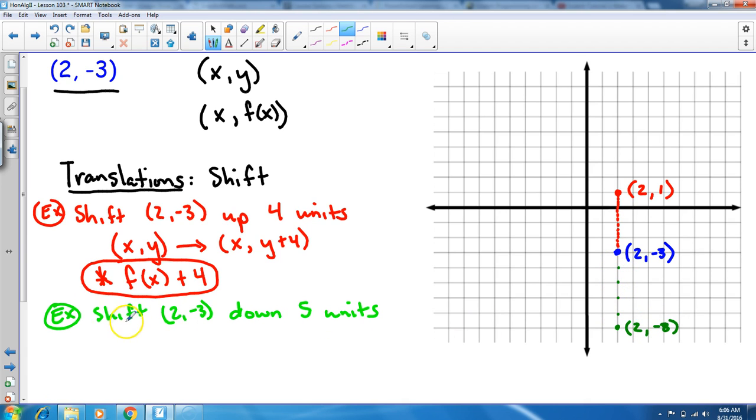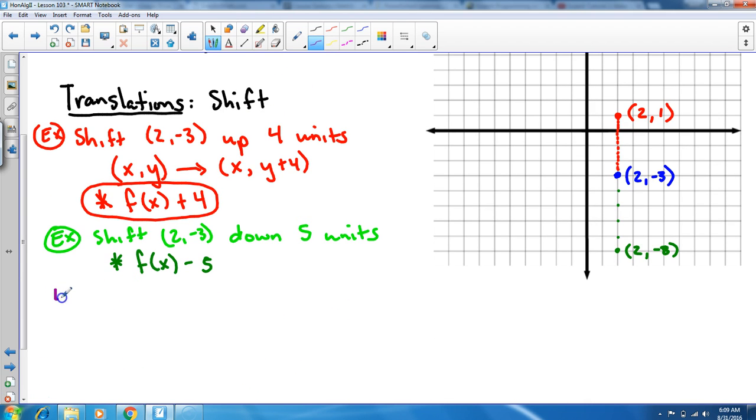So again, very simply, in order to shift something down 5 units, we can either write it in this notation. We took our original coordinates, didn't change the x, but changed the y. Or for our purposes, we want to focus on this notation here. We took our output, and in order to shift it down 5 units, we just subtract 5.